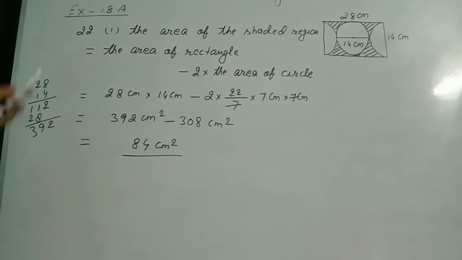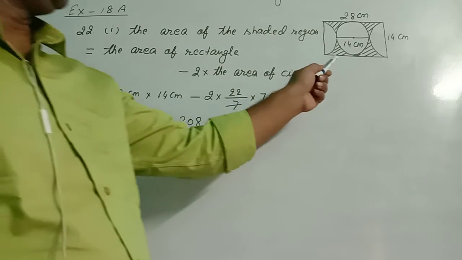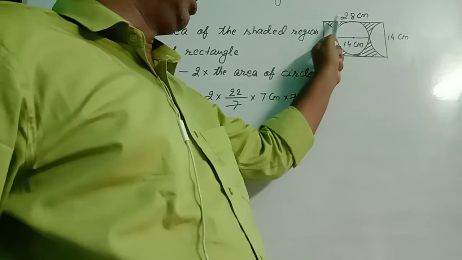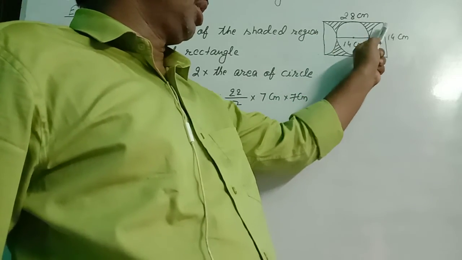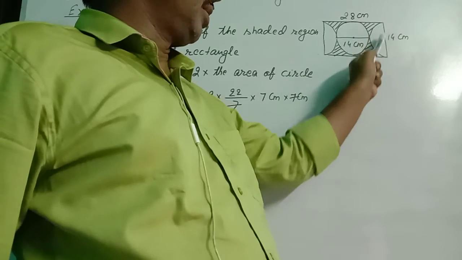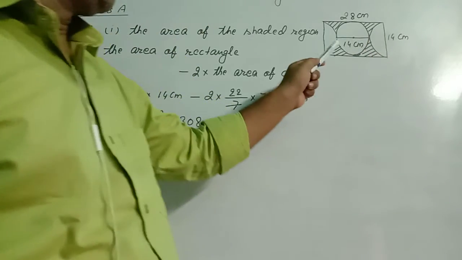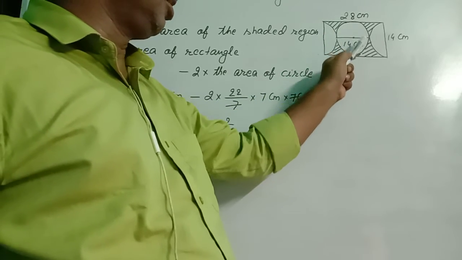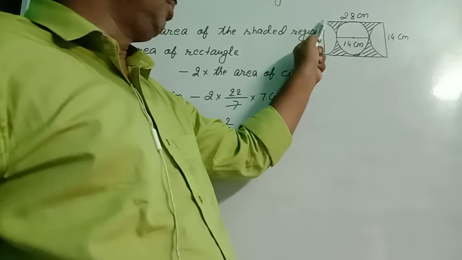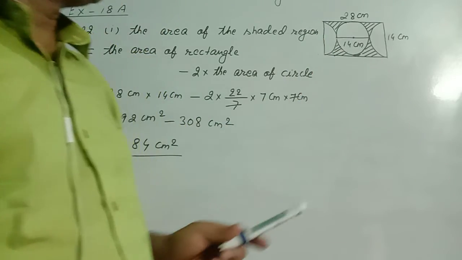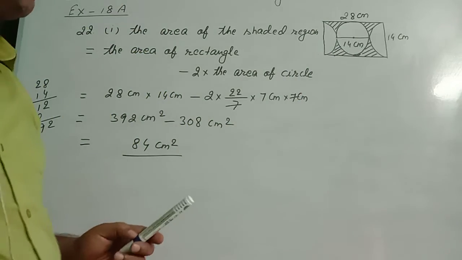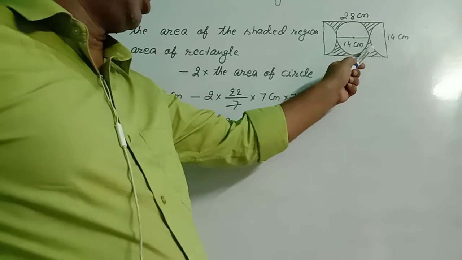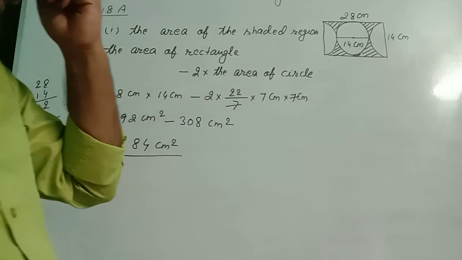In question number 22, Roman number 1, this figure is given. In this figure you are seeing that this is the rectangle and the length of rectangle is 28 centimeter. And this is the breadth of rectangle, that is 14 centimeter. In this, one complete circle is drawn whose diameter is 14 centimeter, and these two are semicircles with the same radius, and we are asked to find the area of the shaded region. These lines I have drawn to represent the area of the shaded region.